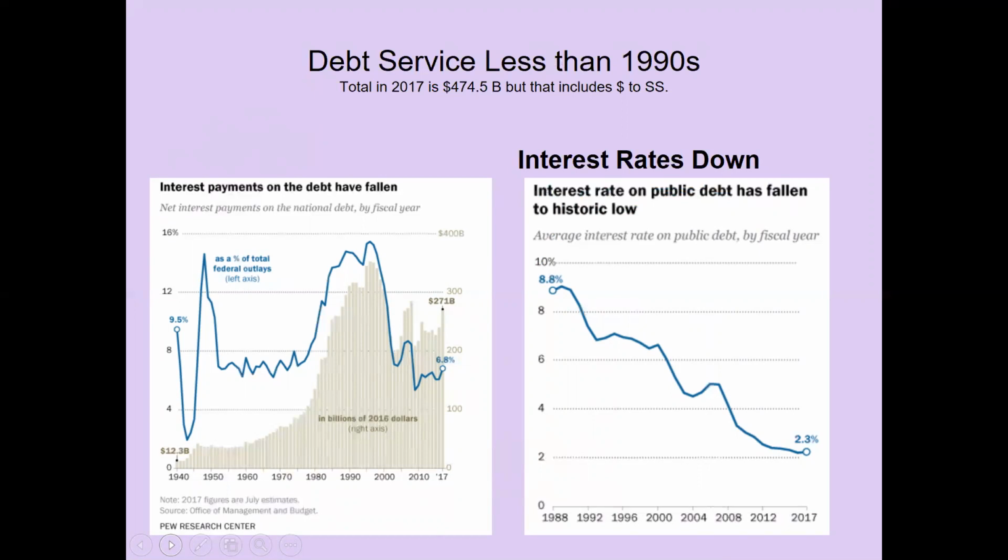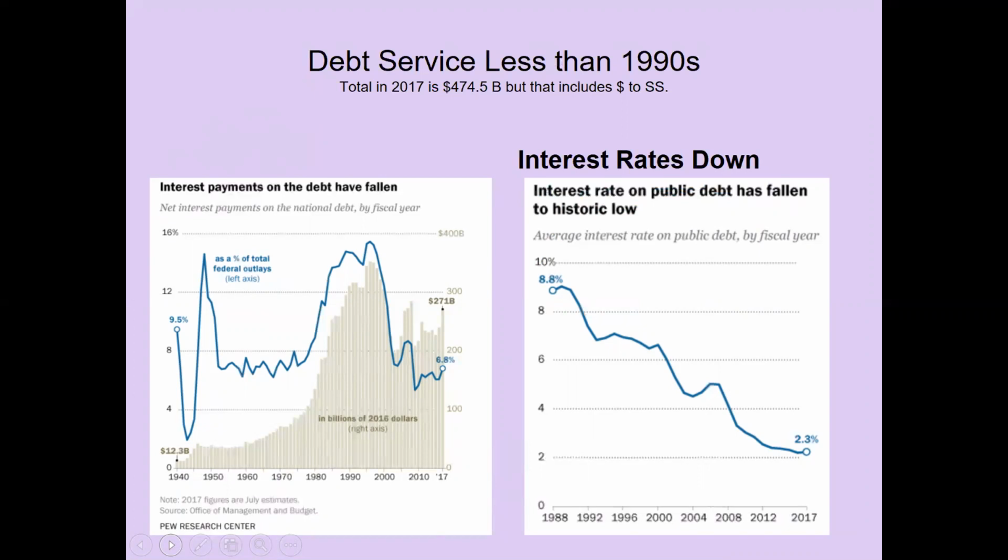Imagine that. In other words, we ran a deficit. We said to ourselves, hey, why don't I go into my bank account and loan myself some money for the future? So in reality, debt service in 2017 is actually $474 billion if we include the money that we're paying back to Social Security.